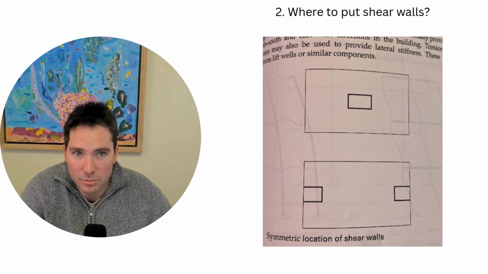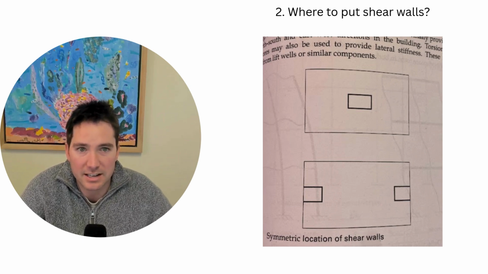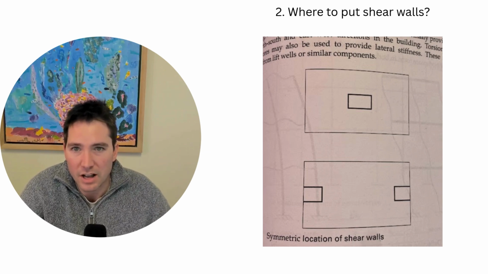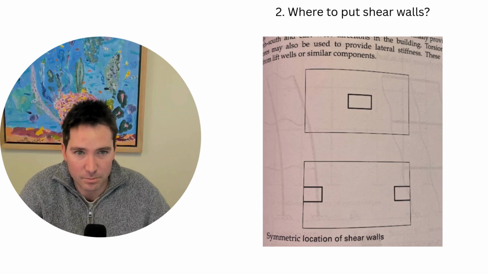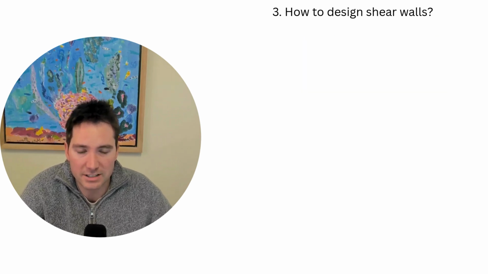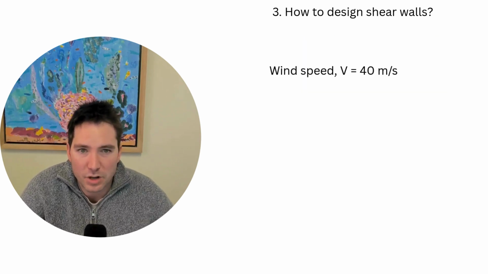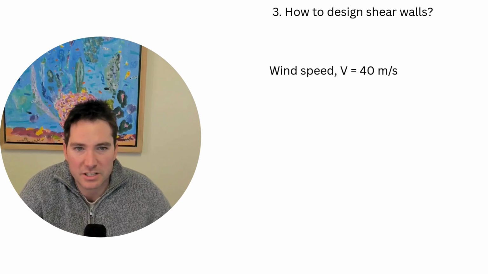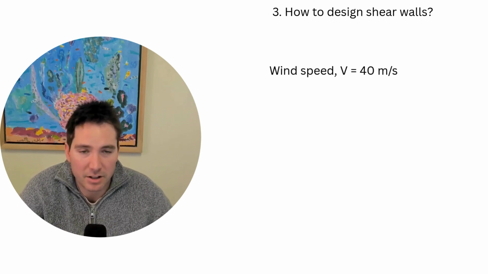Where to place them? We put them typically around voids, and they're around the lift shafts, and we want them symmetrical. And finally, we're just going to quickly design them. So I'm going to use wind as an example. In the iStruct-D exam, they always give you wind speed in meters per second. It'll be the ultimate wind speed.